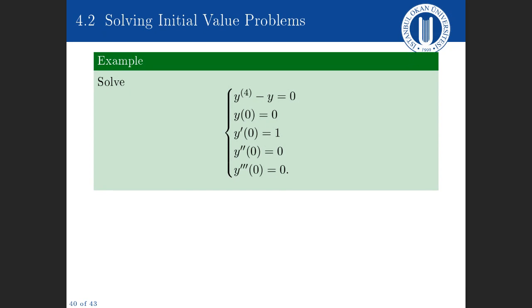I have one more example for today's lesson. This time we have a 4th order linear differential equation. The fourth derivative of y minus y is equal to 0, with the initial conditions y(0) = 0, y'(0) = 1, y''(0) = 0, y'''(0) = 0.